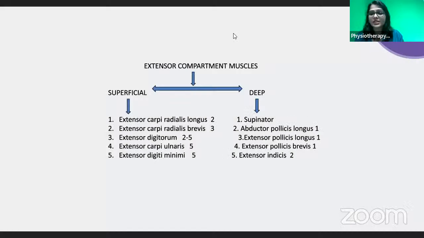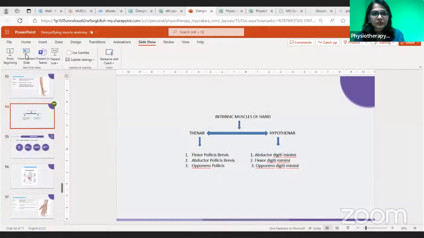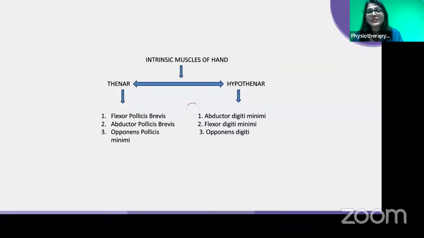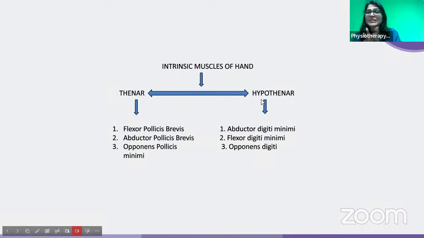Okay. Now, superficial muscles and deep muscles of the extensor compartment are done. Now, what are the intrinsic muscles of the hand? Hope I'm making sense, guys. I don't want to bore you. That's why I'm wrapping it up soon.